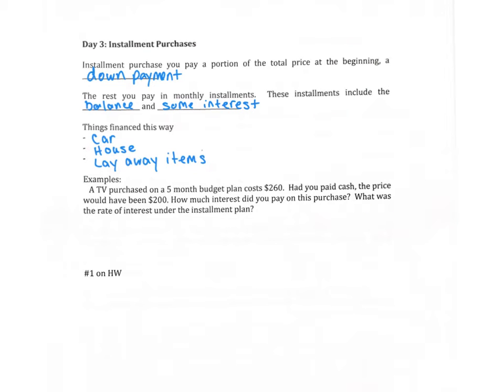So here's an example. A TV purchased on a 5-month budget plan cost $260. Had you paid cash, the price would have been $200. How much interest did you pay on this purchase? And then what was the rate of interest under the installment plan?